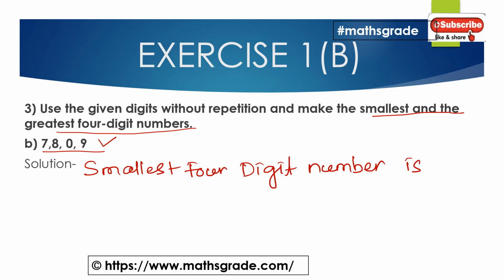After 0, the smallest digit is 7. So starting with 7 at the thousand place, then 0 at the hundred place, then 8 at the tens place, and 9 at the unit place, that is the ones place. Then the number will be 7089. This is the smallest 4-digit number.